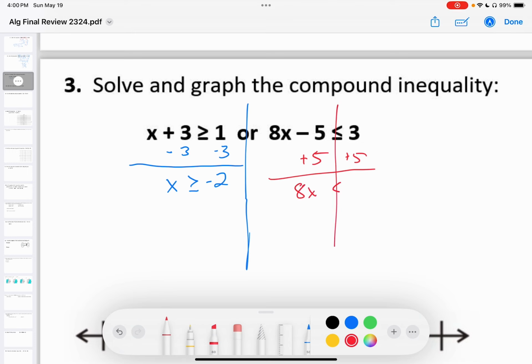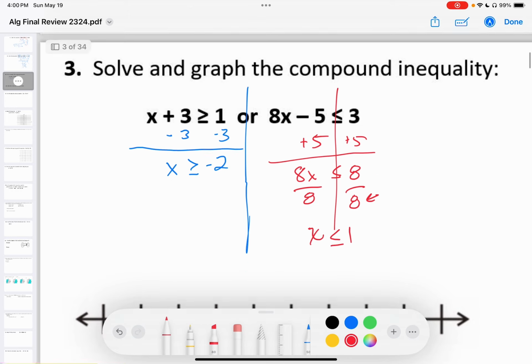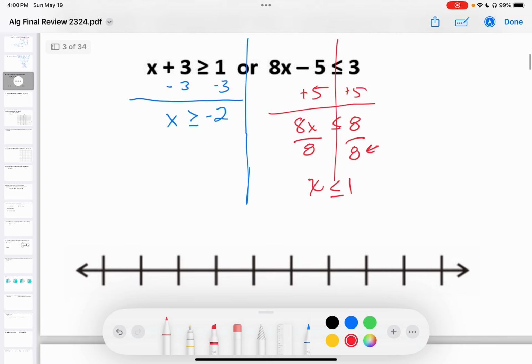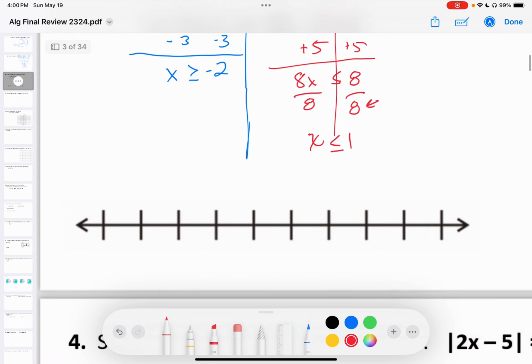8x less than or equal to 8. This one I've got to divide by 8. I get x less than or equal to 1. And because we divided by a positive number, not a negative number, our inequality sign does not change directions. So I've got negative 2 and 1. Let me put some numbers down here on my number line.